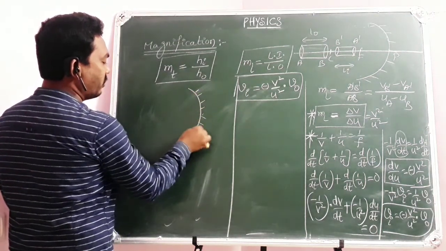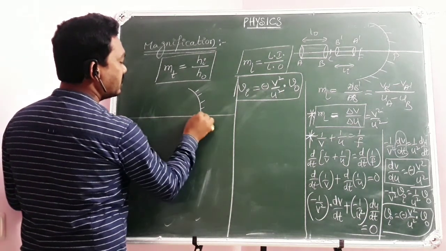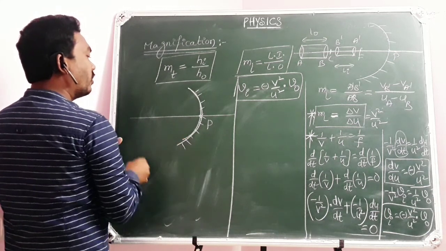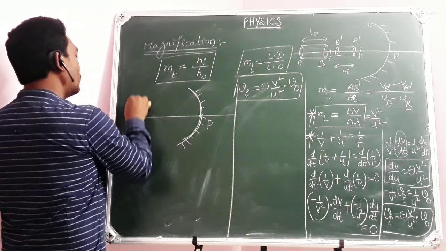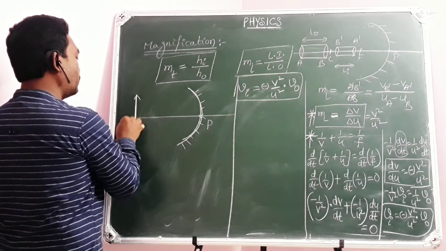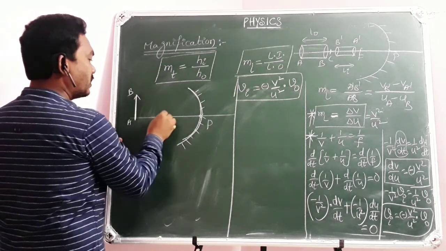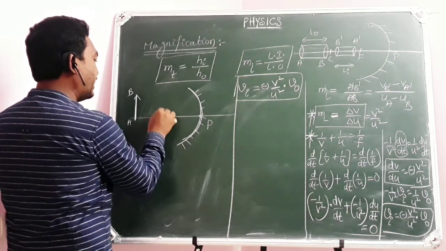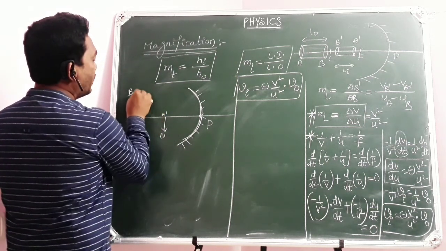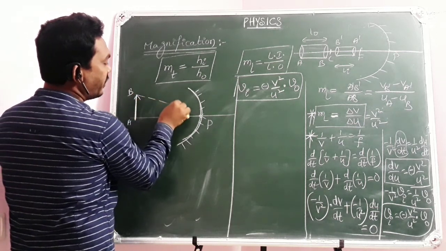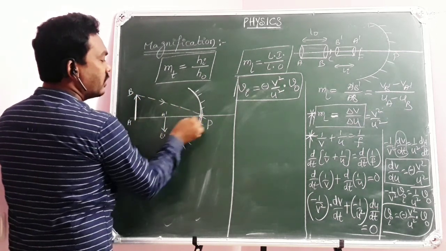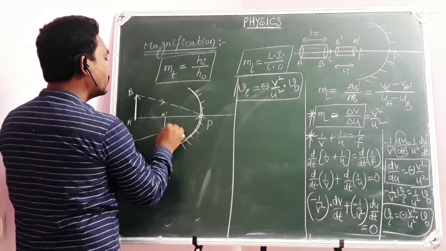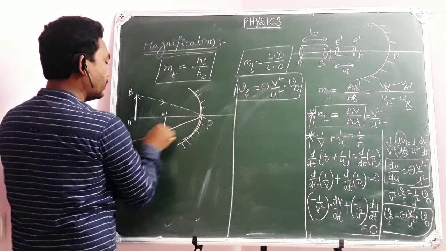Here there is a concave mirror, principal axis, pole. Now I have placed an object in front of the spherical mirror. There is an object AB. Let us suppose I have a real, inverted, diminished image, A dash B dash. And here, this is the incident light ray and this is the reflected light ray.